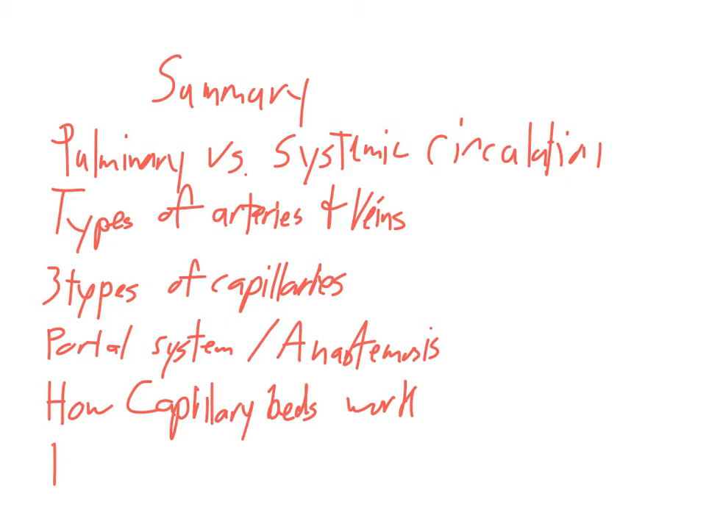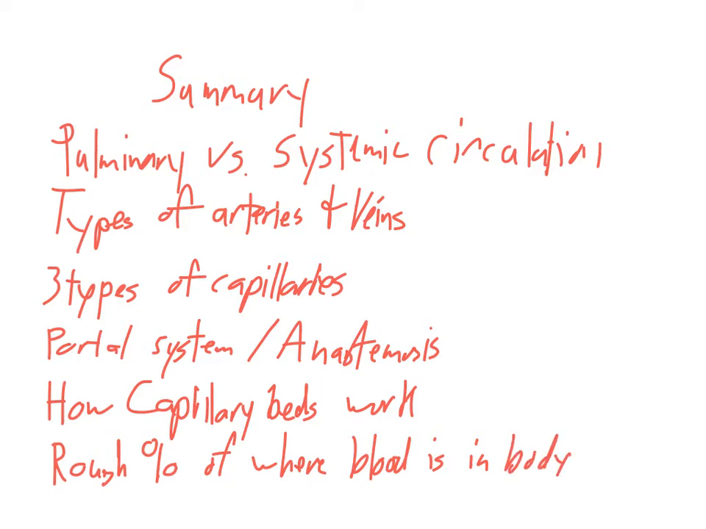And rough percentages of where blood is in the system. So that's like most of the blood in the systemic circuit is going to be found in the veins, right? Next, arteries, then capillaries. More blood is going to be found in the systemic circulation, then a pulmonary circulation, and then the heart, that sort of thing. All right, and I think that should provide a fairly good foundation.